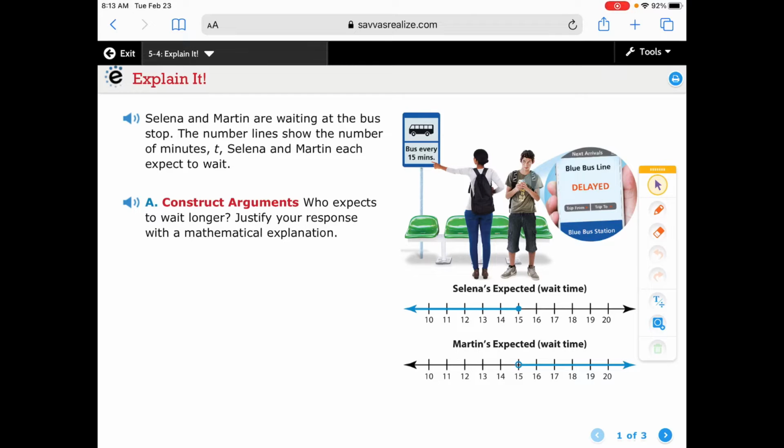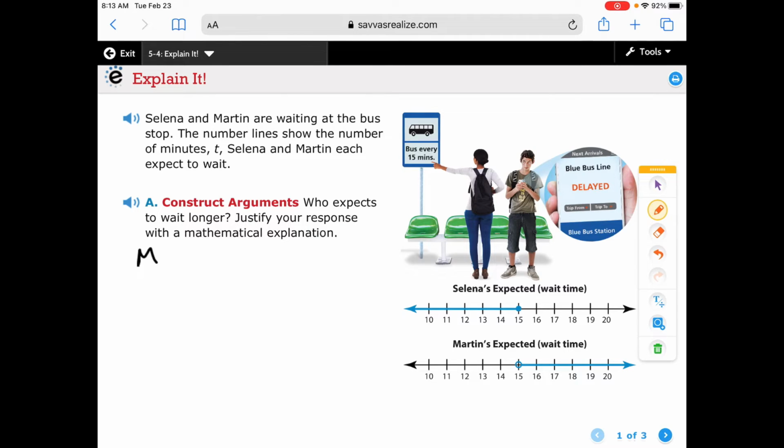Article 1, let's turn to page 283. It states Selena and Martin are waiting at the bus stop. The number line shows the number of minutes, T, Selena and Martin each expect to wait. Who expects to wait longer? Justify your responses. So we've worked with inequalities before in 6th grade.